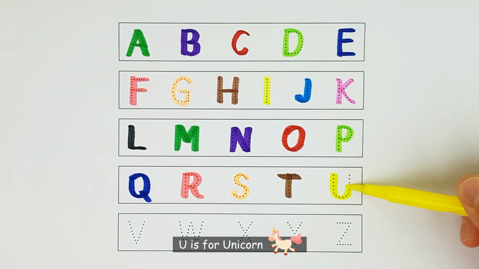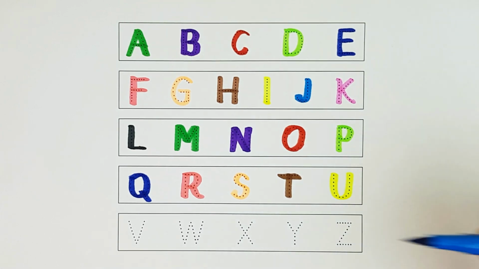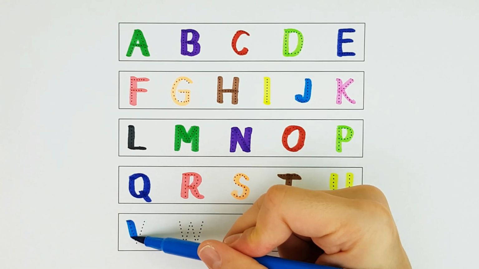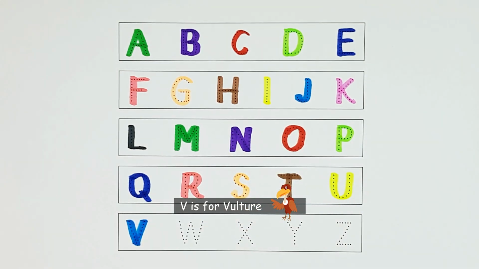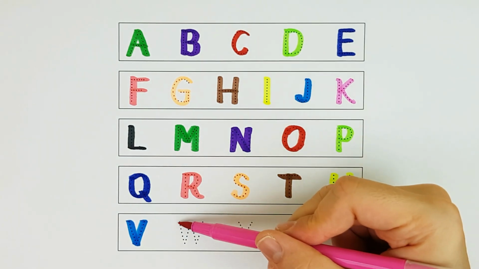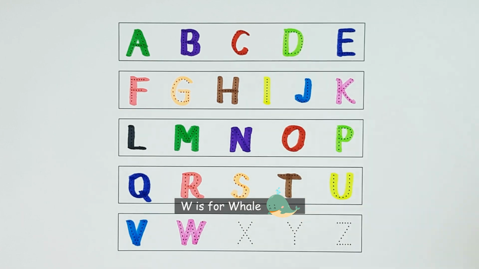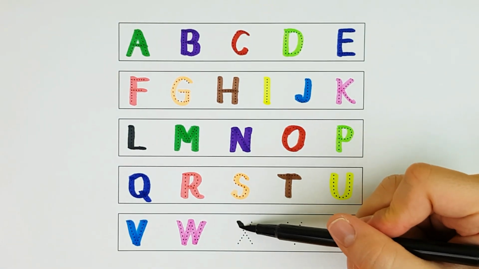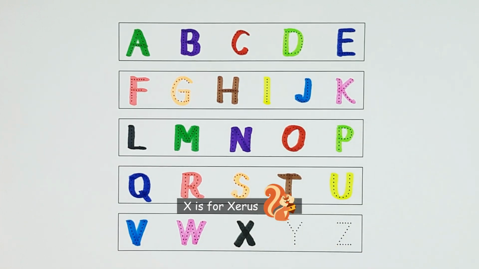U. U is for unicorn. U. V. V is for vulture. V. W. W is for whale. W. X. X is for Xeris. X.